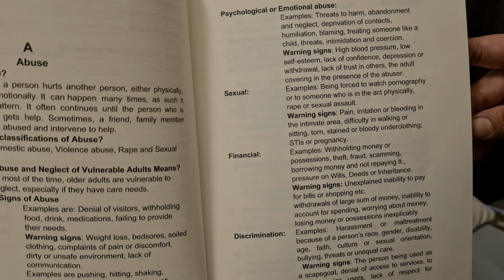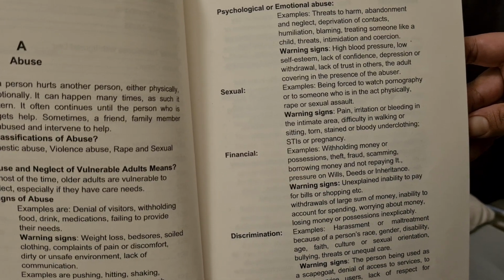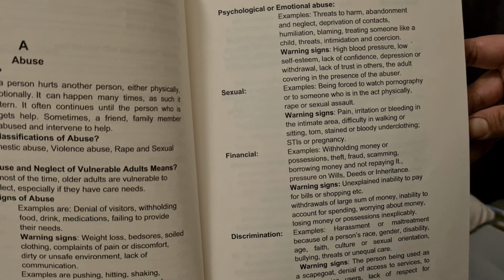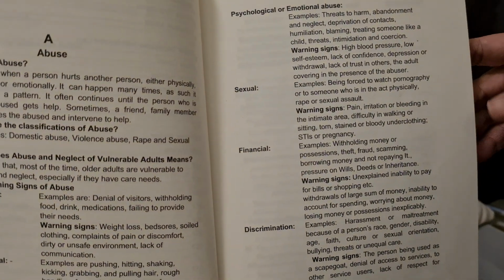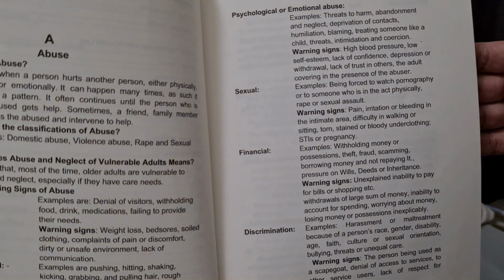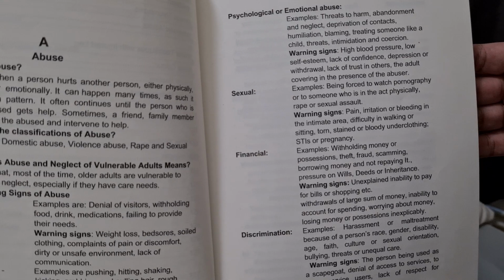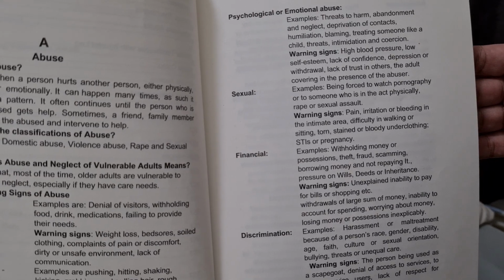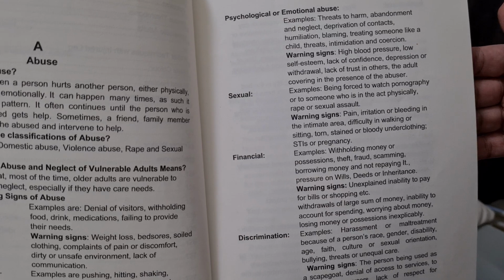Sexual abuse includes being forced to watch pornography or watch someone in the act physically, rape or sexual assault. Warning signs are pain, irritation, or bleeding in the intimate area, difficulty in walking or sitting, torn, stained, or bloody clothing, STIs or pregnancy.